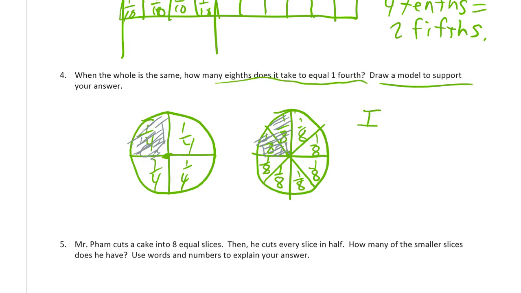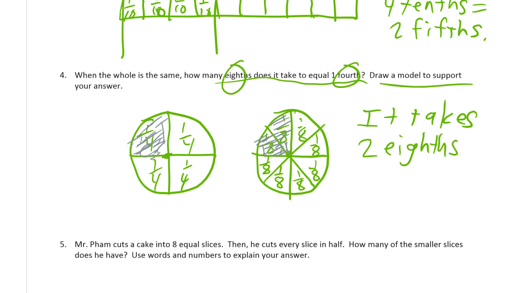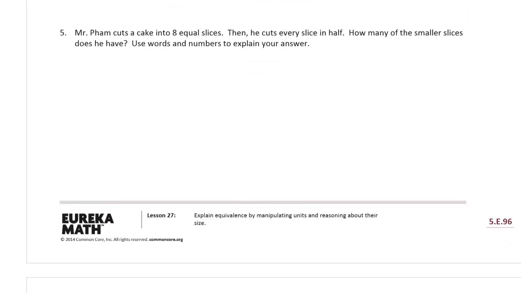How many eighths does it take to equal a fourth? It takes. And the question here is asked in unit form. So I'm going to answer it in unit form. It takes 2 eighths, 2/8, to equal 1/4.